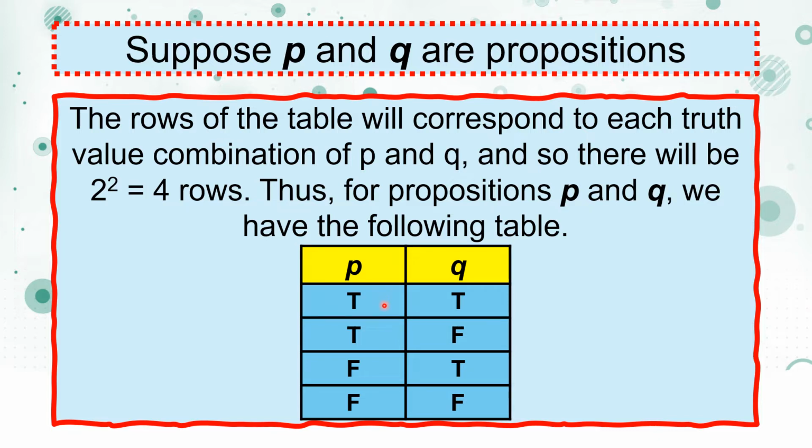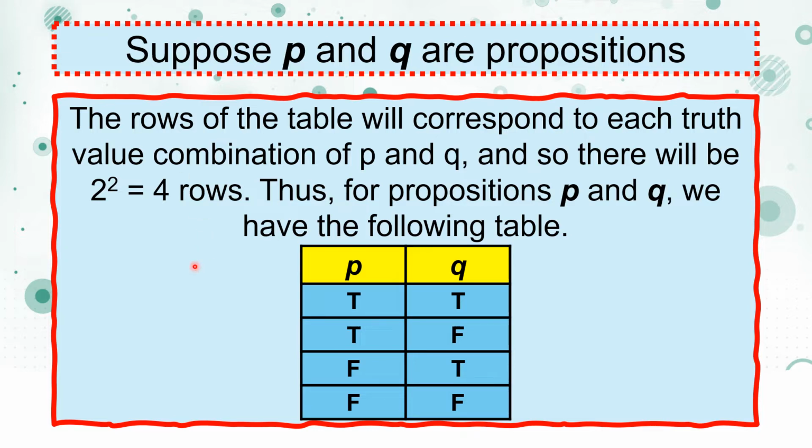So, we write T, T, F, F. For proposition Q, we write T, F, T, F to get all truth value combinations. So we have now all the truth value combinations which are true, true, true, false, false, true, false, false.